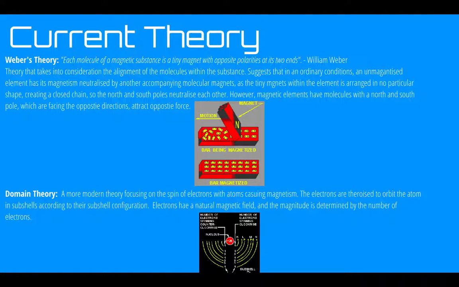Later expanded, Weber's theory said that under ordinary conditions, in the unmagnetized state, a substance has a number of tiny magnets grouped together in a way that these magnets form a closed compact chain, so that the various north and south poles neutralize one another. Also, it has been experimentally proven that an electron has a magnetic field along with an electric field. This is the domain theory.